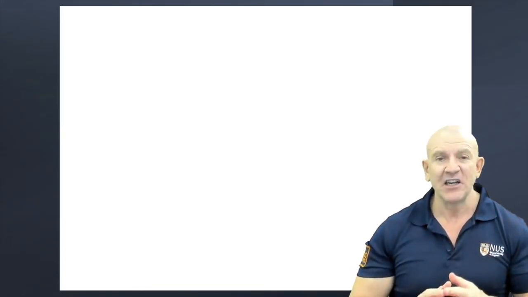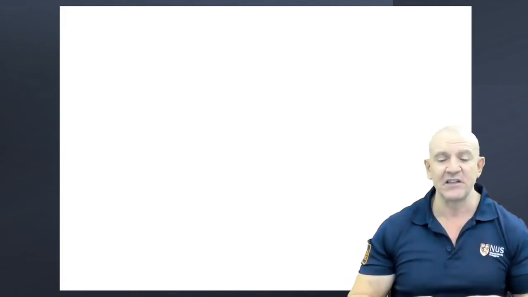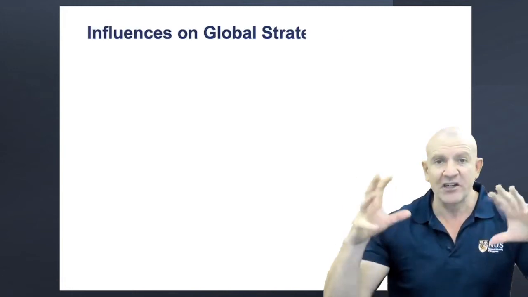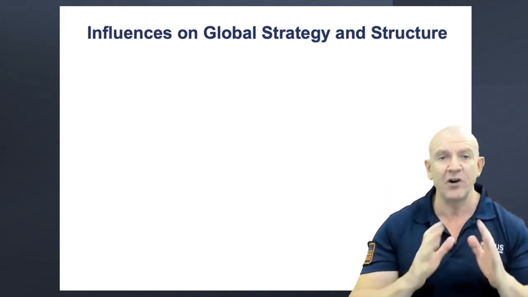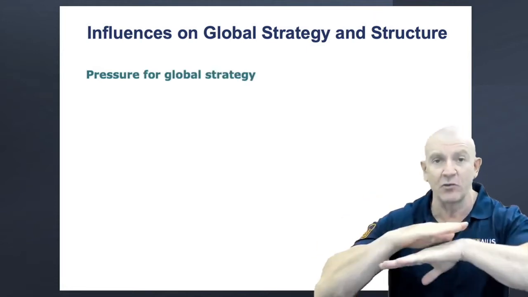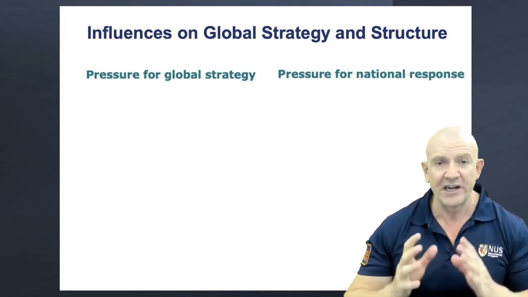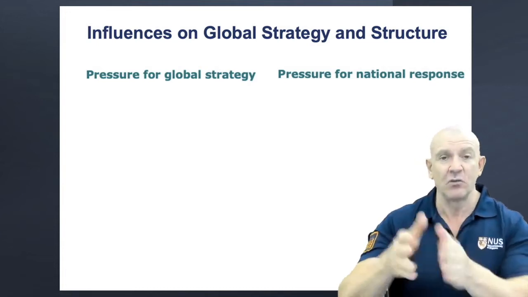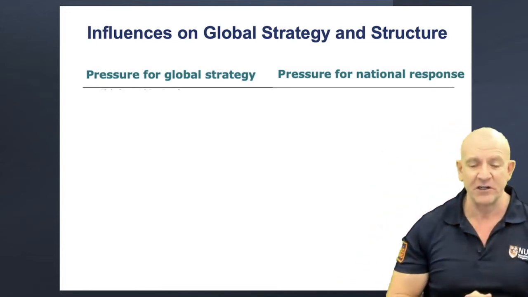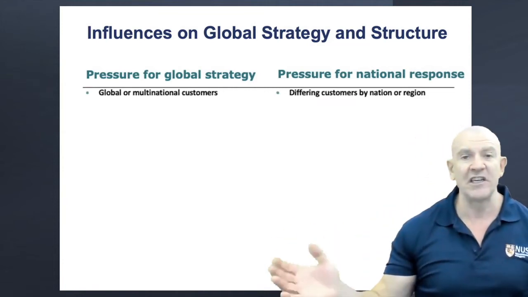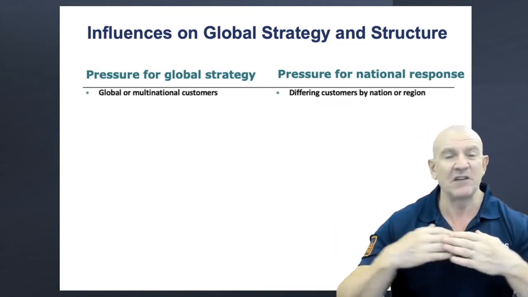So when we think about flat versus spiky, we can recast those ideas in the global strategy and structure debate in terms of what pressures exist for a global strategy, in other words, the world is flat, or what pressures exist for national responsiveness, in other words, the world is spiky and each country is different. Right? If we have global or multinational customers, it's a flat world.